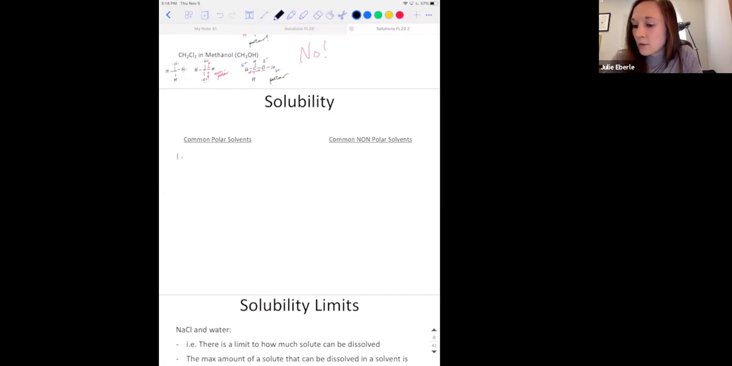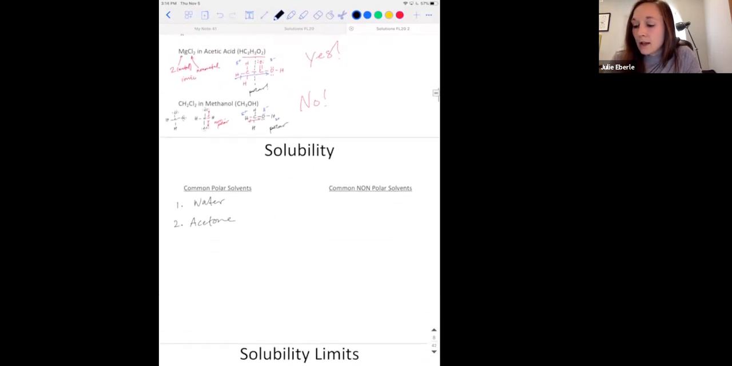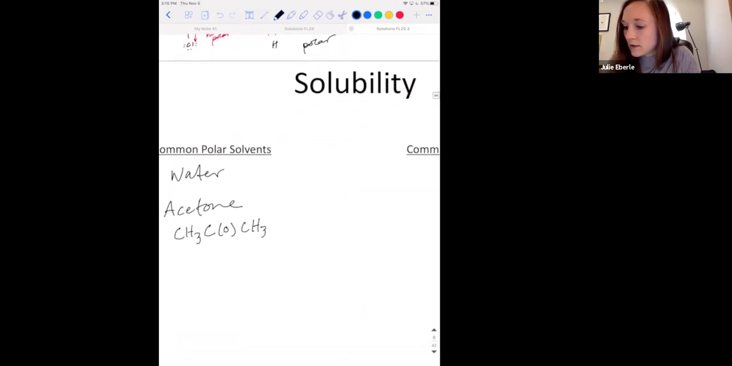So, polar solvents. One would be, anybody know what I should write first? The most common polar solvent is what? Water. Yep. Okay, water is a very common one. Number 2, acetone. We drew acetic acid, but acetone is a very common one, and acetone is CH3COCH3. So it essentially looks like this.